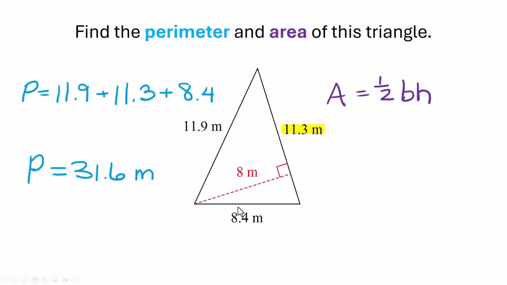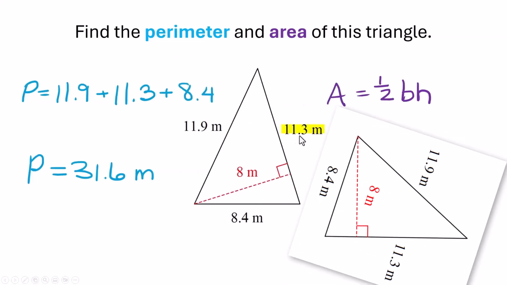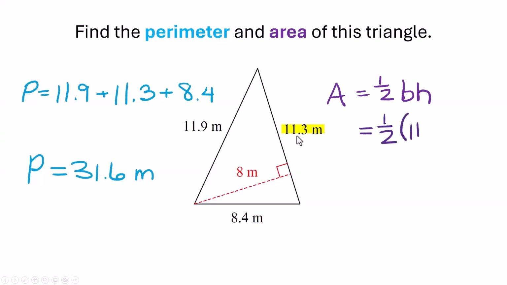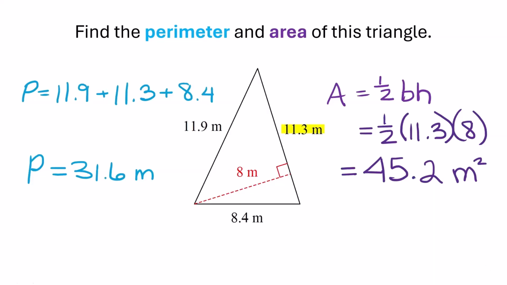Now the area, this one I included here because if the triangle is tipped upside down or on its side like this one, you might have a hard time recognizing that this is the base. But this 8 meters is the height. See, it's making a perpendicular with this side right here. That means this side is the base. So 1/2 base times height is going to work out to be 45.2 meters squared.